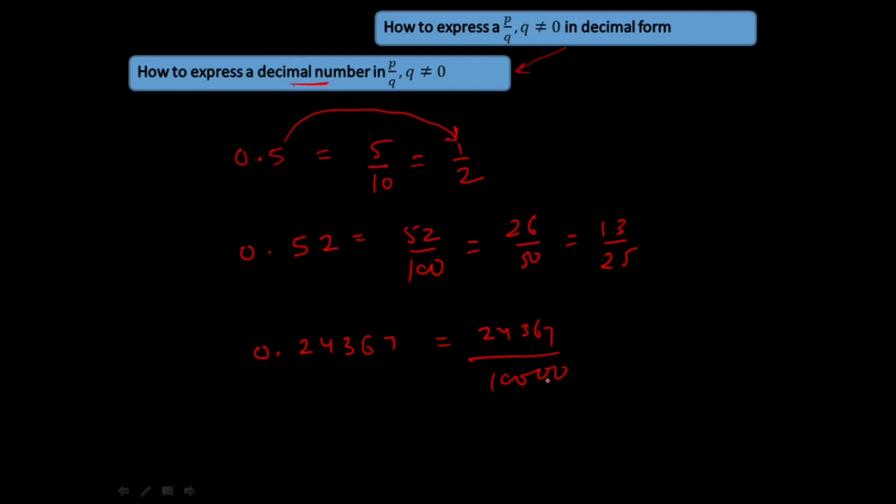There are 5 digits, so 50 should be there, should be 1 lakh, I guess. Yeah, that's it.